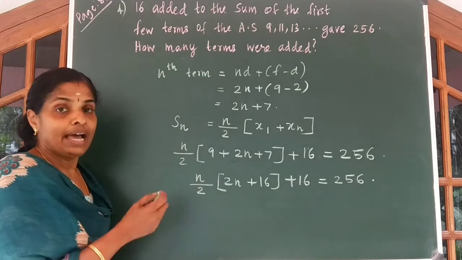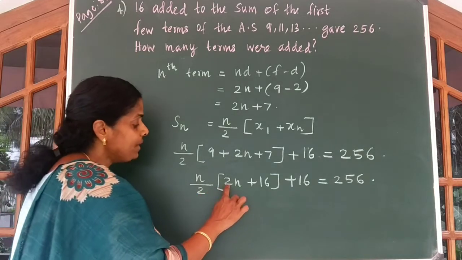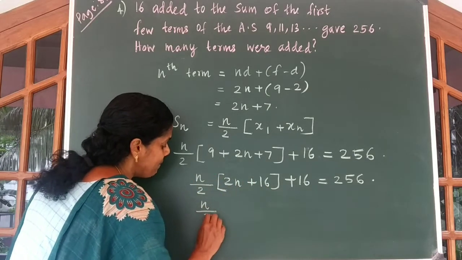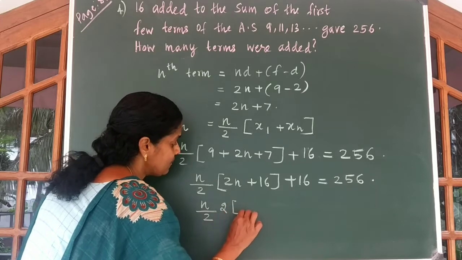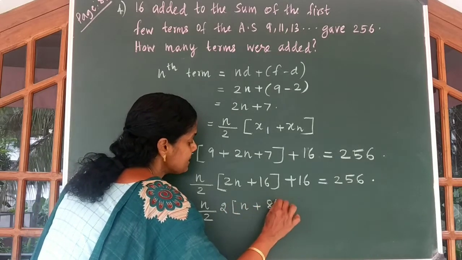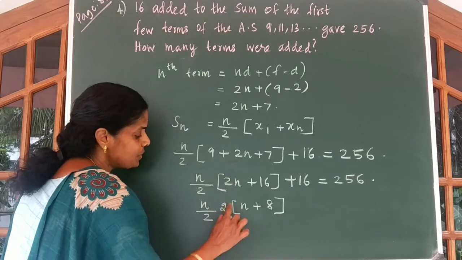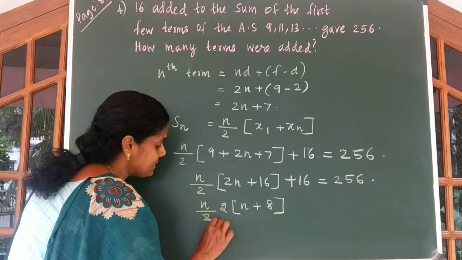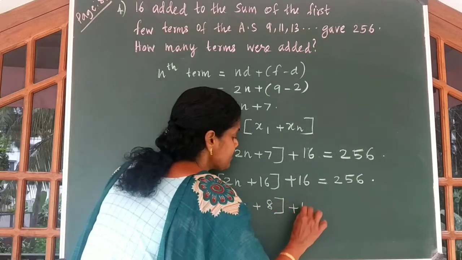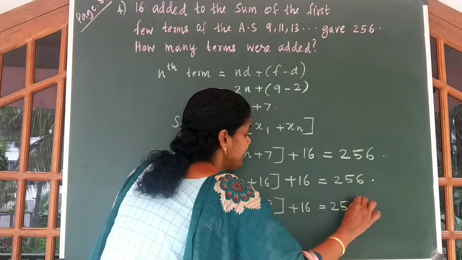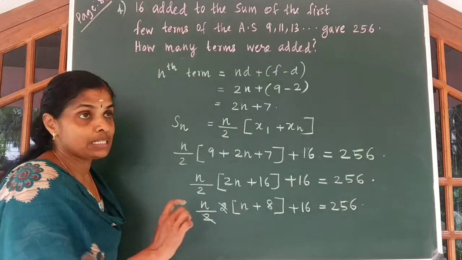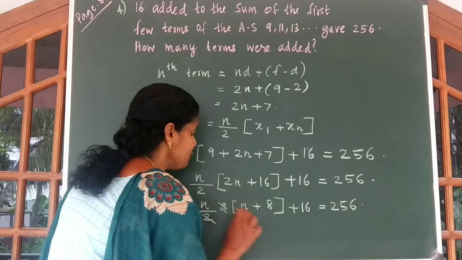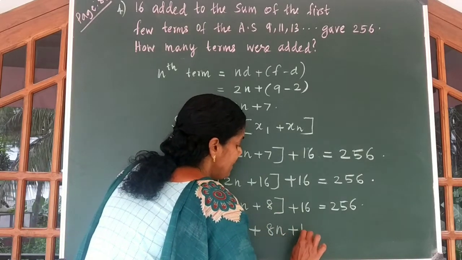Now as we did in the previous problem, take 2 commonly outside. So you get n by 2, 2 is taken outside. You get n plus 8 because 2 into n, 2n, 2 into 8 gives you 16. Now cancel 2 with 2. Plus 16 is equal to 256. Now let us expand. n into n gives you n square plus 8 into n gives you 8n plus 16 is equal to 256.